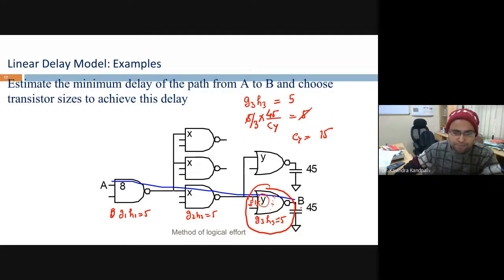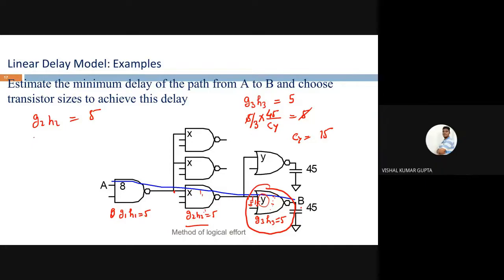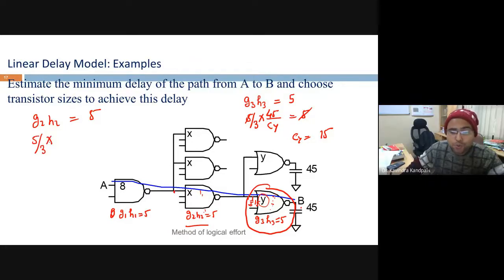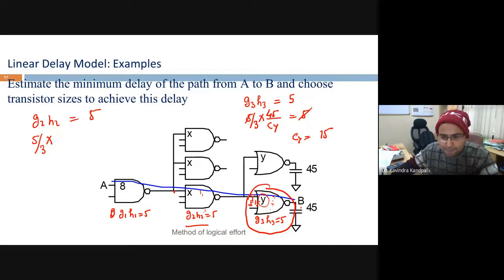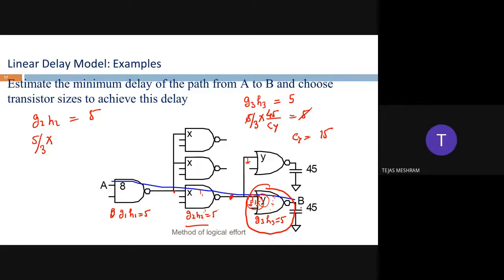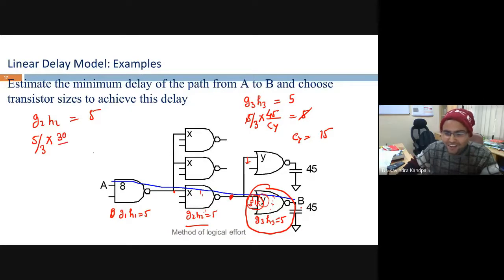What about here? Can I say G2 S2 is supposed to be 5? Now look, what is the G2 for the 3 input NAND gate? Logical effort 5/3. What is the H2? It is 15 by CX. That is the mistake. 15 is the capacitance at this node, and 15 will be the capacitance here. Net will be 30. So 30 divided by CX is 5.